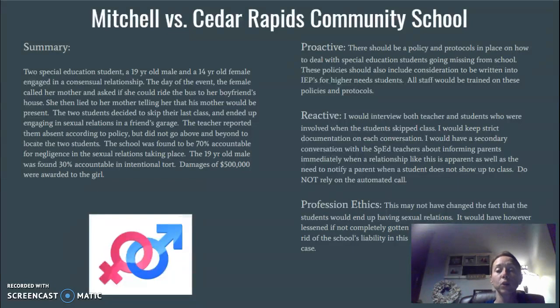Proactive measures. There should be a policy and protocol in place on how to deal with special education students going missing from school. These policies should also include considerations to be written into their IEPs for the higher needs students. All staff should be trained on these protocols and policies. A reactive measure.